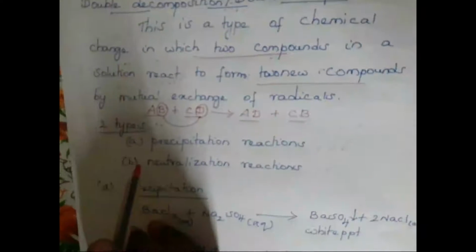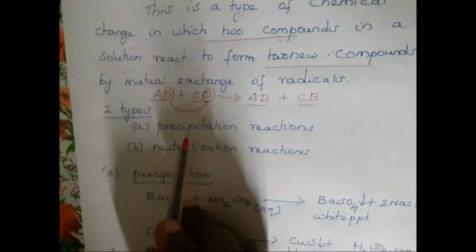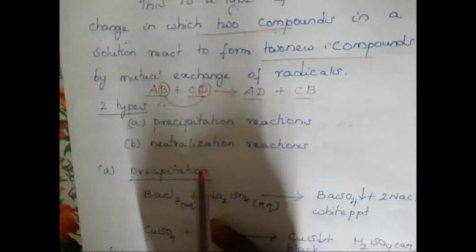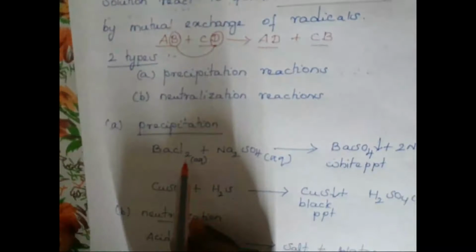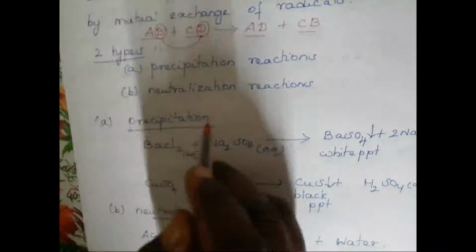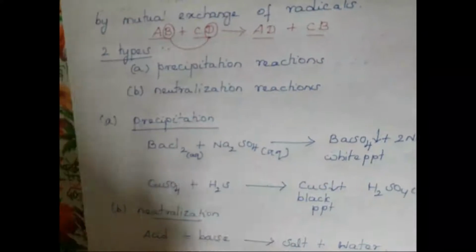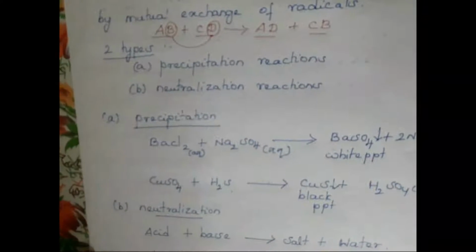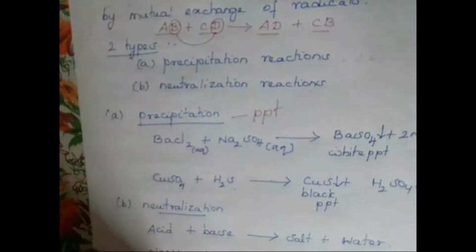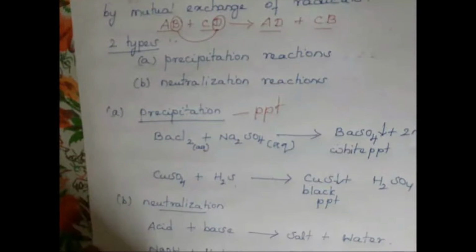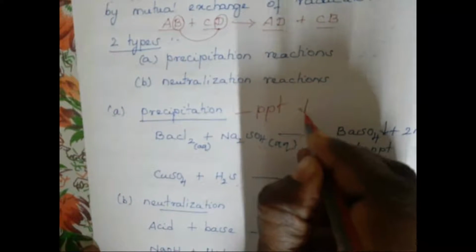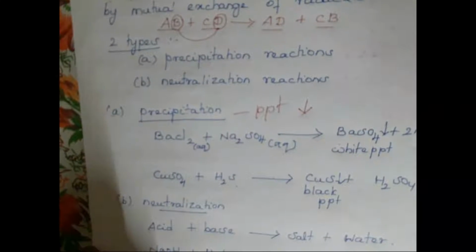There are two types of double decomposition reaction. One is precipitation reaction, another one is neutralization reaction. First, let us see an example for precipitation reaction. What does it mean by a precipitation reaction? If you are getting a precipitate as a product, then it is called a precipitation reaction. How will we represent this precipitate? We use the down-headed arrow to represent the precipitate.